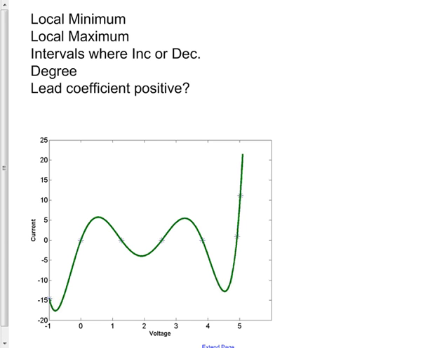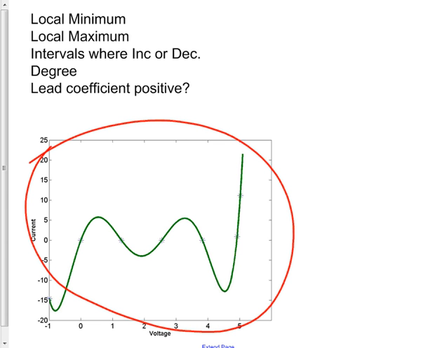All right, let's start out with the minimums and maxes. Just sketch this little thing right here. Just a quick sketch of a wavy graph on your paper with your pencil. The high spots, those are called local maximums. The low spots, like here and here and here, those are called local minimums.